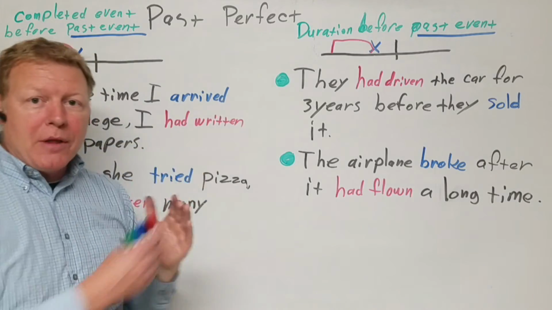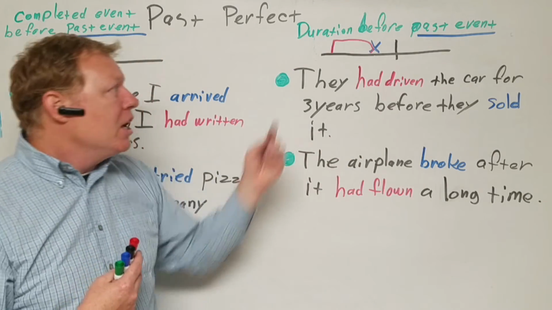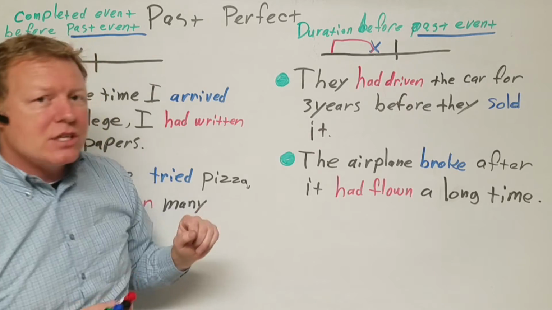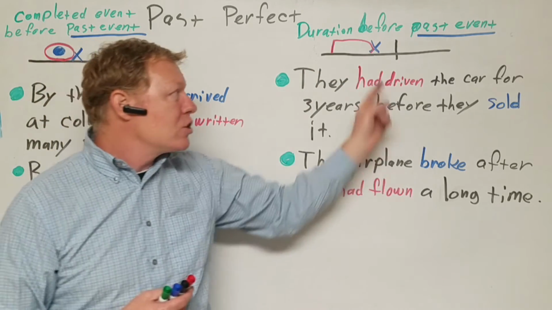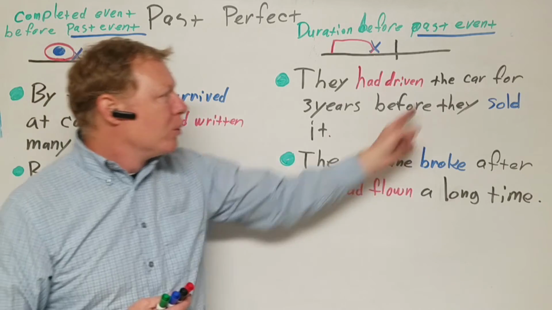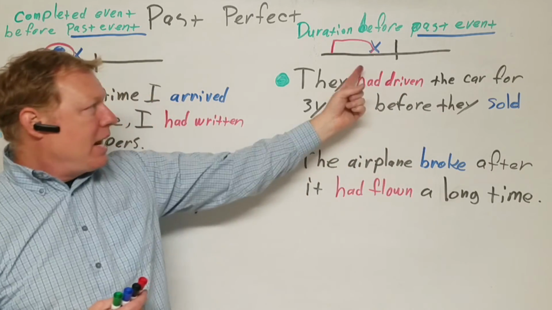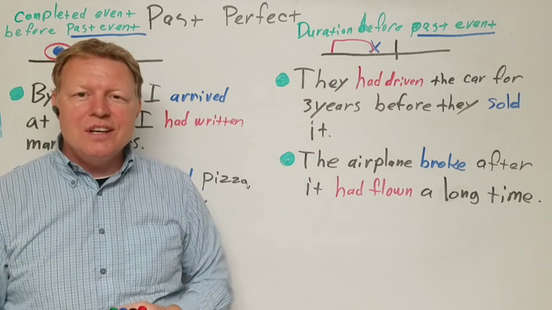And then, of course, we can talk about the duration of that thing. So the duration before the past event. They had driven the car for 3 years before they sold it. Or the airplane broke after it had flown a long time.